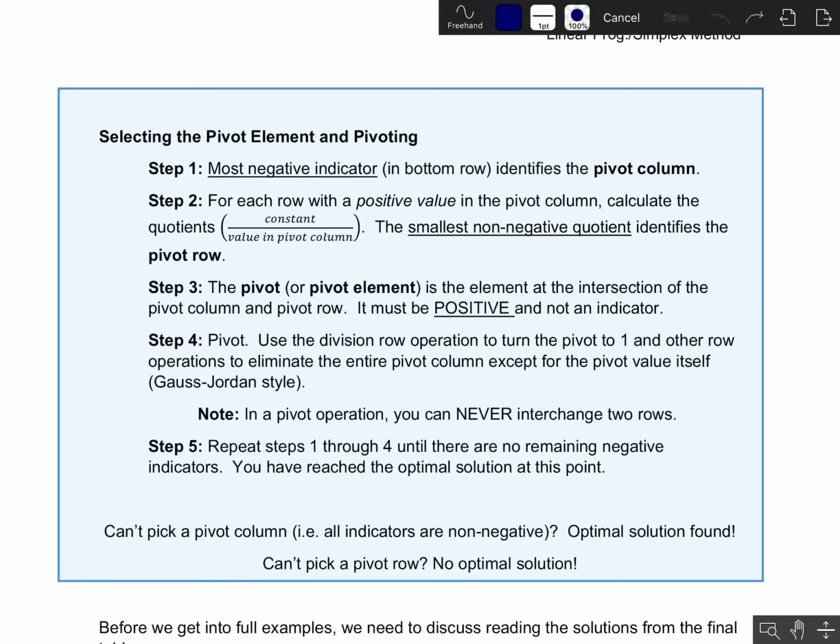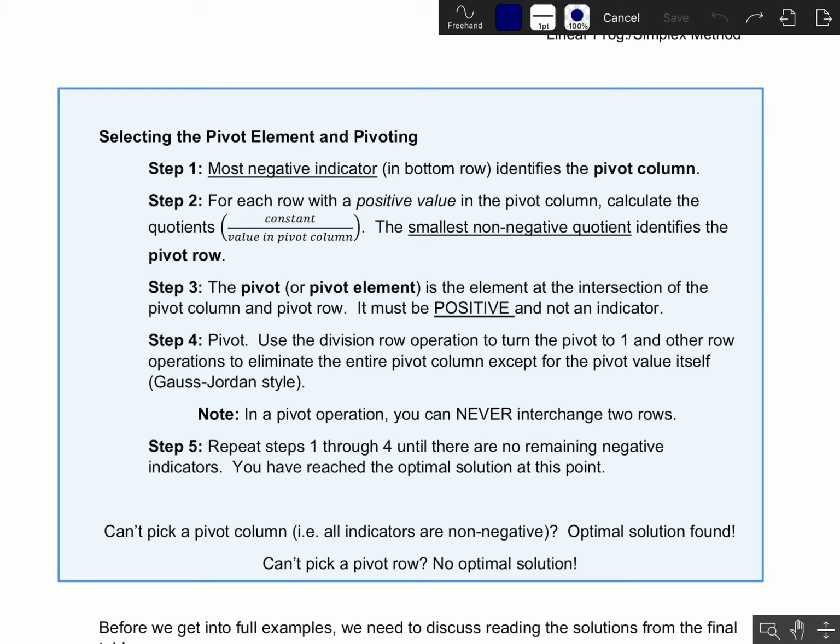So we start by attacking the most negative indicator, and then for each row in that column that has a positive value, we're going to calculate the constant on the far right side divided by that value in the pivot column. I'll show you what that means in a second if that's a little too fast for you, but we're just going to compute a particular quotient. We'll take the far right number and divide by the number that lives in the column that we're looking at, and we'll compute all of those quotients for each entry in that column. And the smallest non-negative quotient that we get will tell you which row we want to be working with. So that's step 1 and step 2. That identifies the pivot column and the pivot row.